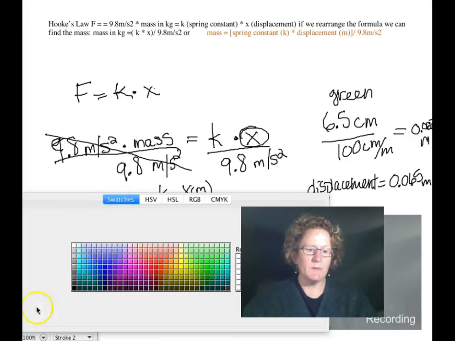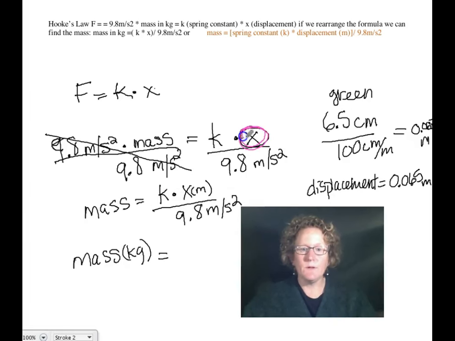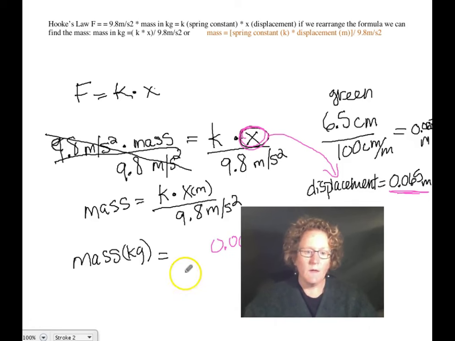We just converted centimeters in the simulation to meters, and that's our x. So our displacement that we measured in centimeters with the ruler, that's x. That's the displacement. That's 0.065 meters. It's 6.5 centimeters divided by 100 to get meters. So we'll put the displacement here, 0.065 meters. We'll put divided by 9.8 meters per second squared here.